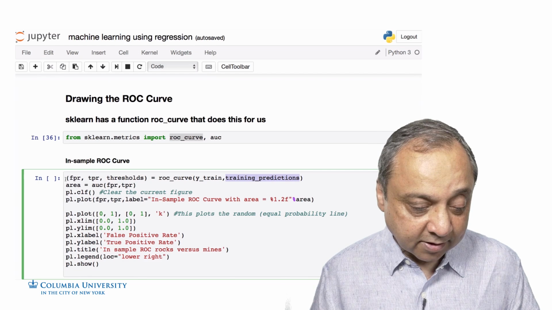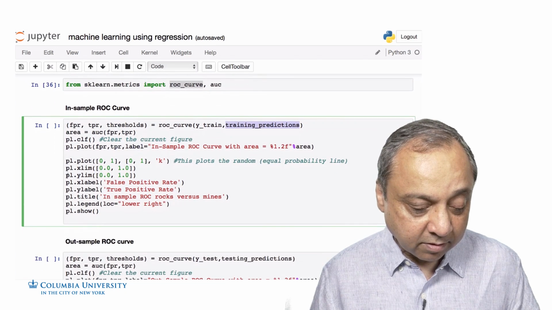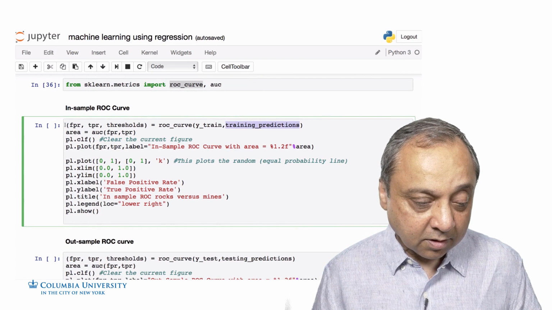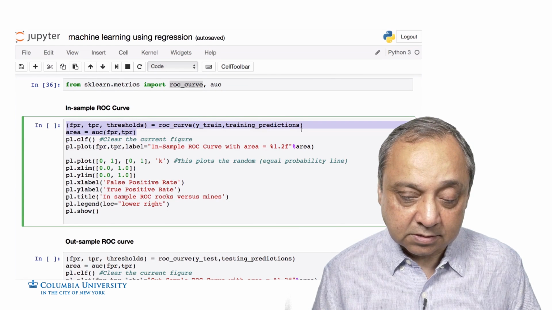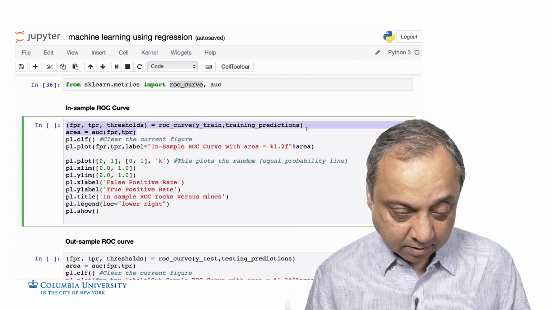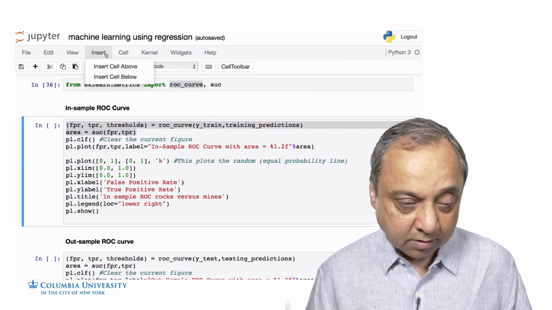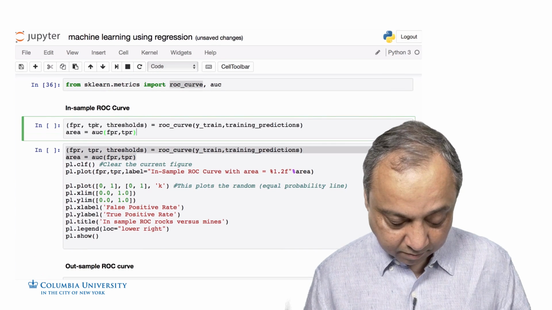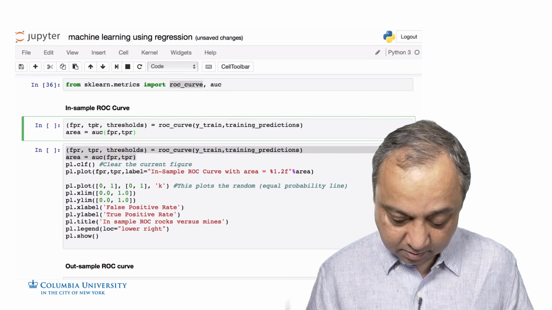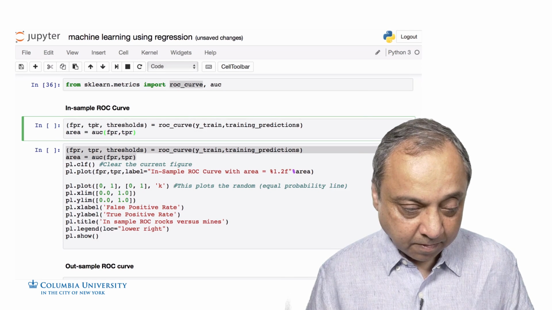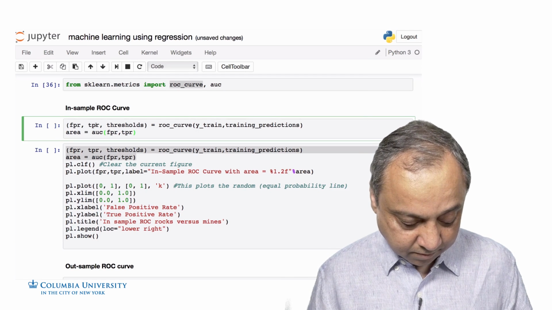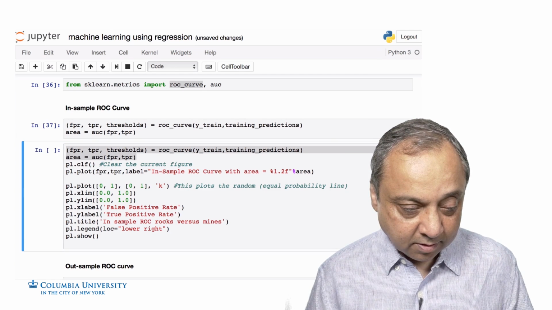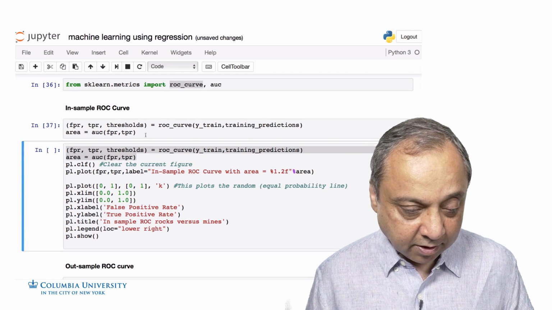So just to show you what that is, I'm going to take this, insert a cell above, and, well, let's look at that and look at the area.